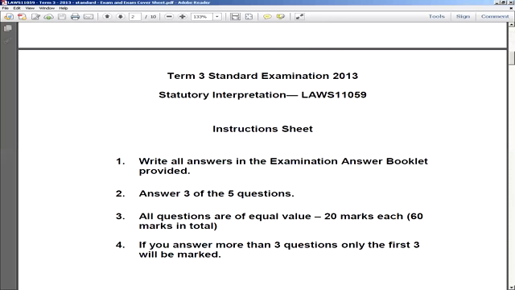So a problem question being a question where you're given a set of fake or made-up facts and you have to apply some legal principles to those facts. So that's the first question.